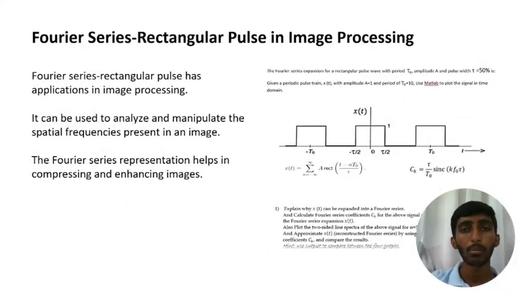Fourier series rectangular pulse in image processing. Fourier series rectangular pulse has application in image processing. It can be used to analyze and manipulate the frequencies present in an image. The Fourier series representation helps in compressing and enhancing the images.